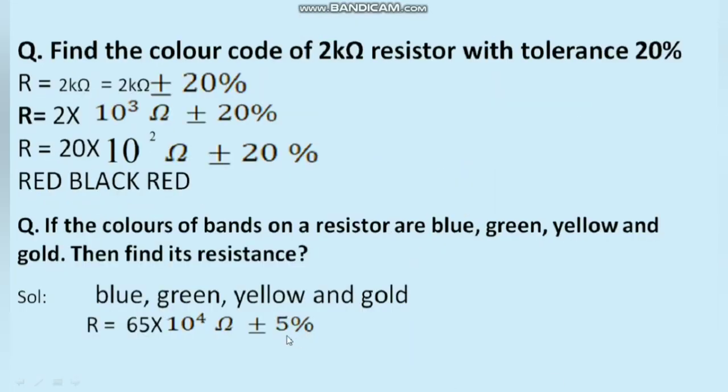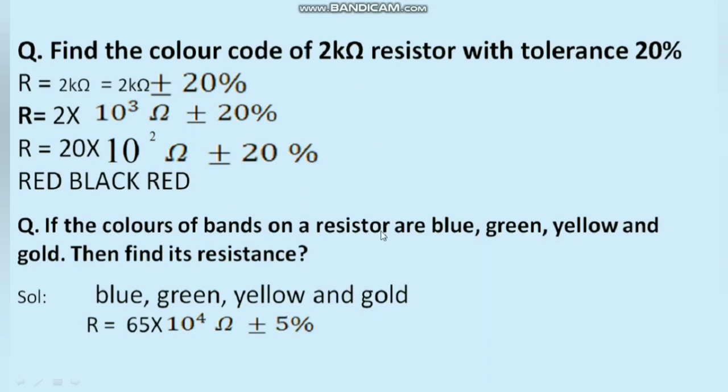Like this, we have to find out the resistance when they give the color code. Look here, they gave the four colors. Based on that, we find out the resistance here. And in the previous case, they gave the resistance. Based on that, we found the colors which are present on the resistor.